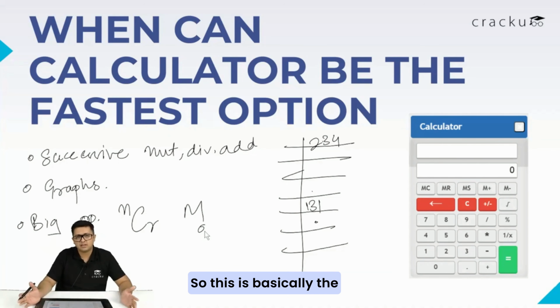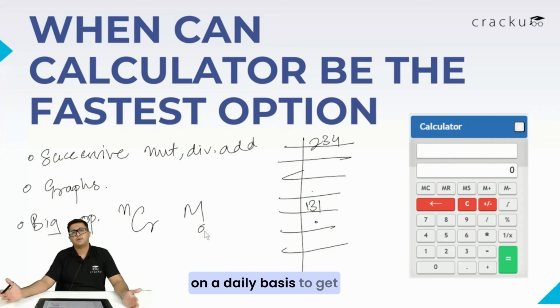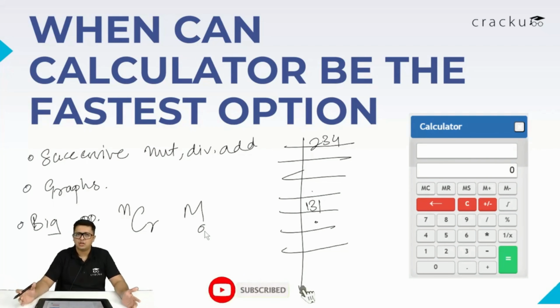So this is basically the guide on how to use the calculator as quick as possible, and why I think you should invest some time into using the calculator on a daily basis to get really quick with it. I think it can pay off very handsomely. It's a very great tool to know, right?